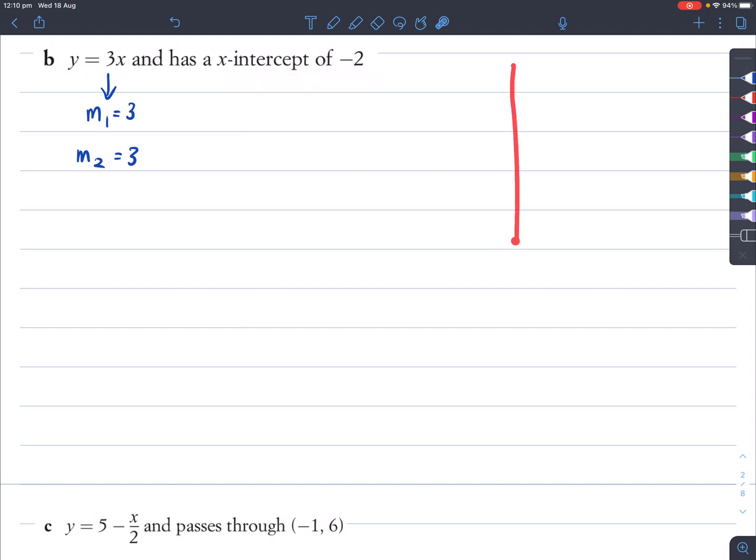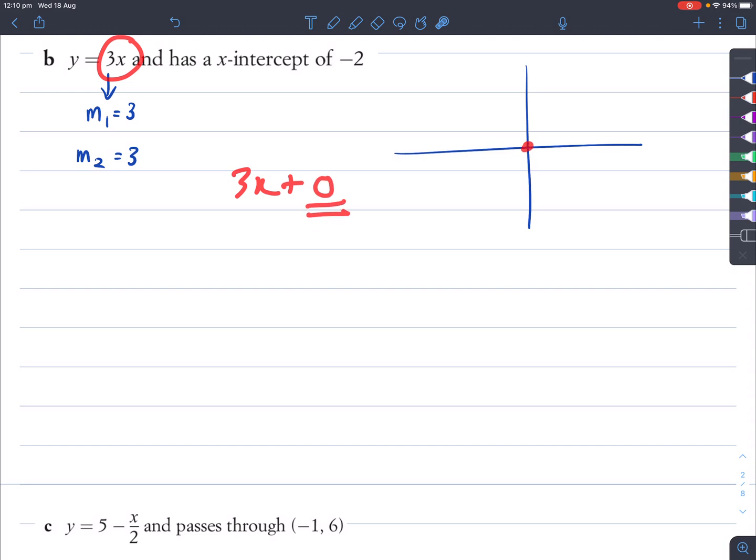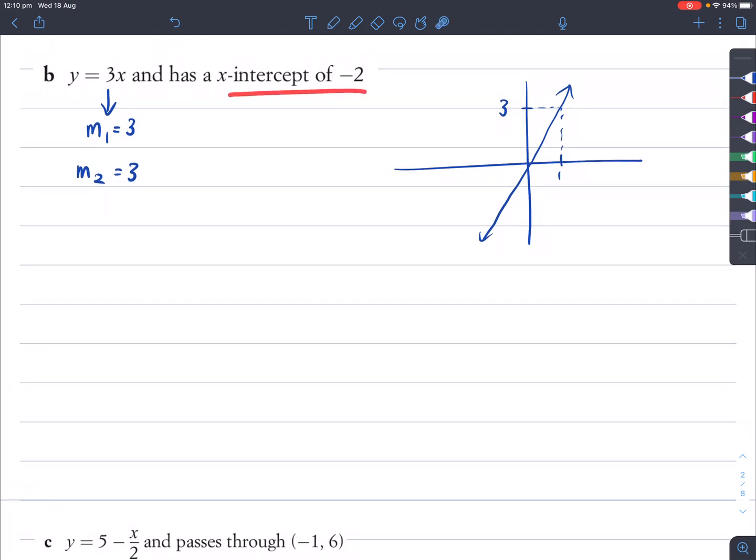So how y equals 3x actually looks: it's the same thing as 3x plus 0. So the y-intercept is 0 here, but the gradient is 3, which means the rise over run is 3 over 1. So if I go right by 1 and up by 3, there's my new point, and I join that to make a straight line. You don't really have to draw this, but just understand for context reasons that this is what it means. Now it says that there's another line that has an x-intercept of -2.